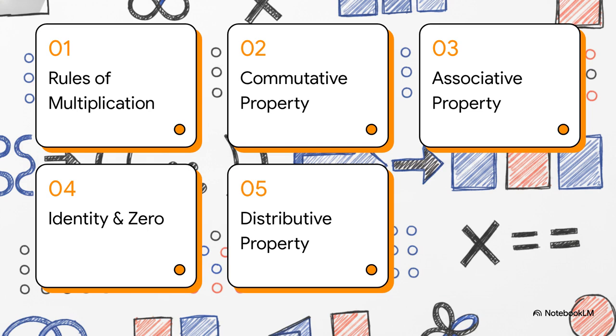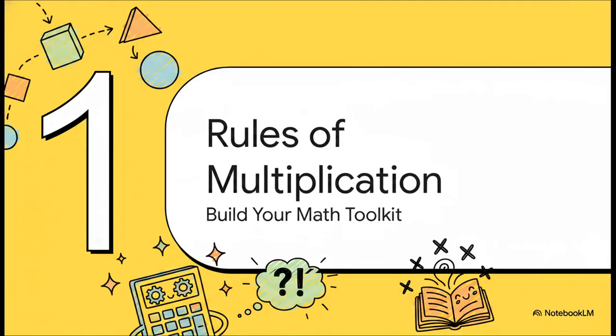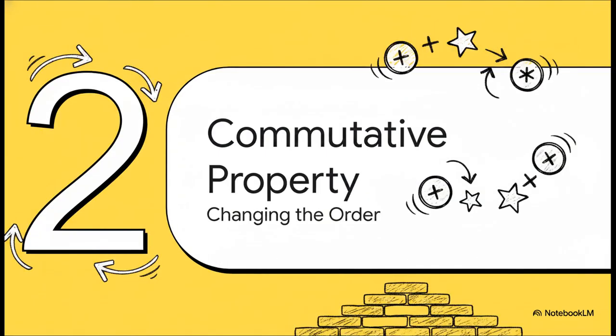Here's our game plan for this explainer. First, the rules of multiplication. Then, commutative, changing the order. Third, associative, grouping the factors. Fourth, identity and zero properties. And finally, number 5, the distributive property. Section 1. The rules of multiplication. Building your math toolkit.